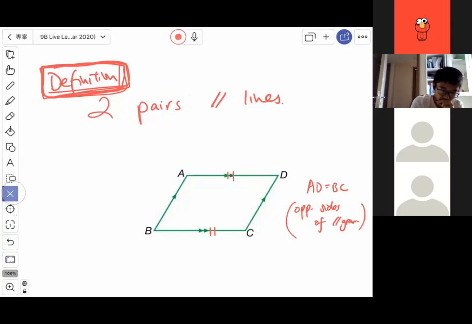係咪嗰個 angle 一樣？即係 angle ABC 同 angle ADC？係咪？Yes, they are the same, but this is not the proof for AD equals to BC. This is another property that we will talk about.